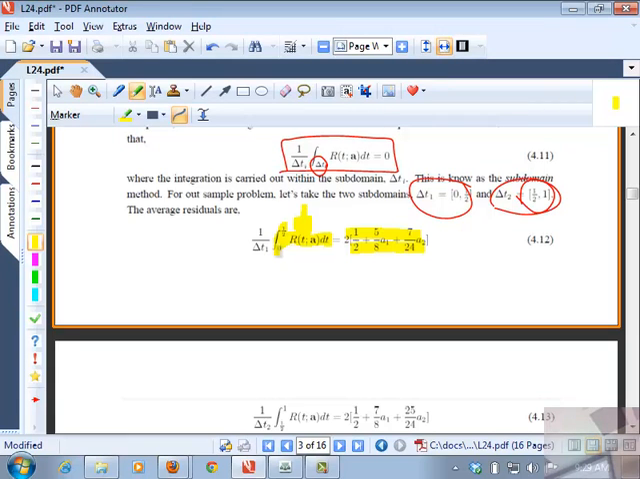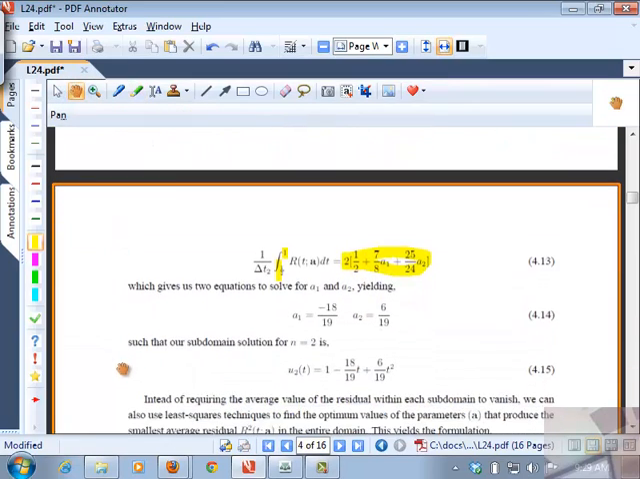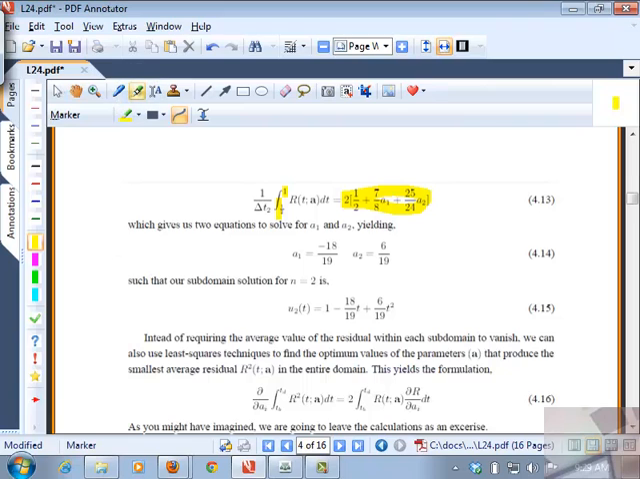Okay. But once again, you'll get two equations like that. This is from half to 1, and you get a second equation. These are 2 by 2 matrices. Now it's full because it's a global method. And you get a slightly different solution for these coefficients.